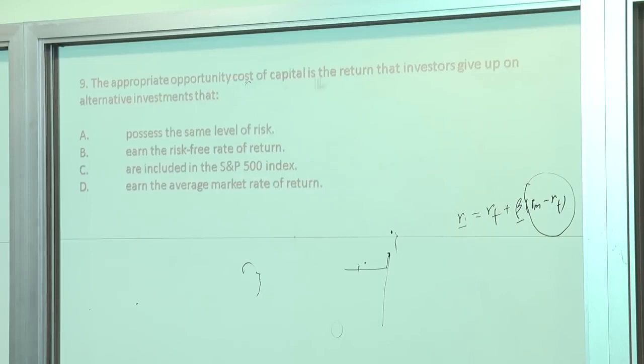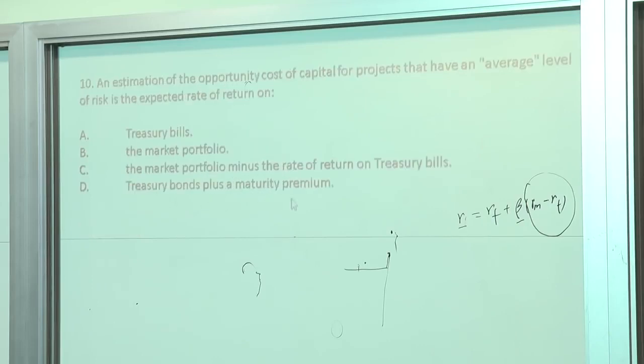The appropriate opportunity cost of capital is the return that the investor gave up on an alternative investment with a similar level of risk, right? That possesses the same level of risk. Not all the others, right? Not risk-free rate, not market risk, not market return, not average market rate of return.